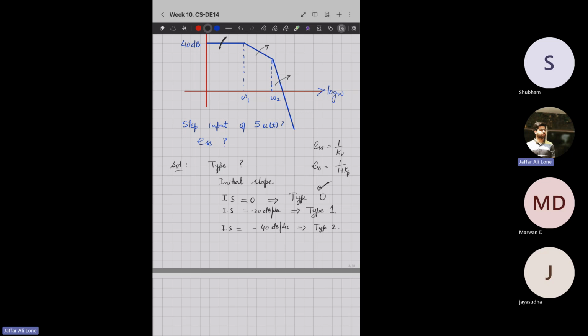So now is the screen visible, Jayasuda? Is the screen visible to you?